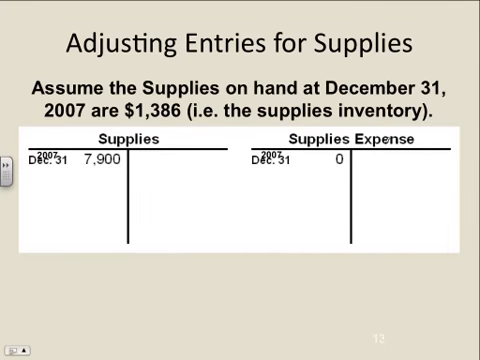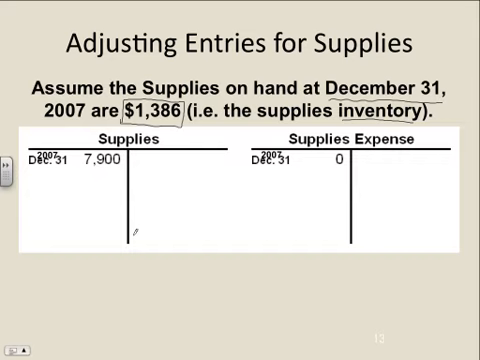Okay, so let's do an example. As you see in our T account here, on December 31st, our supplies balance is $7,900. And as I mentioned earlier, our supplies expense is zero, because we haven't done an adjustment for supplies yet. So assume at the end of the fiscal period on December 31st, we did a supplies inventory and we realized there was $1,386 worth of supplies left. What that means is that's the balance now we have in supplies.